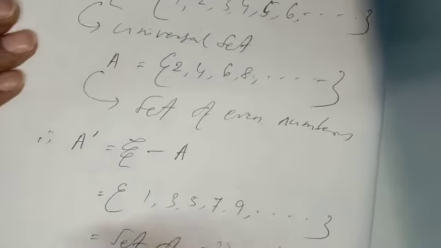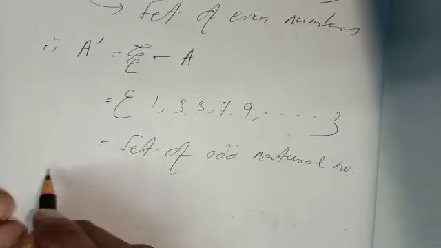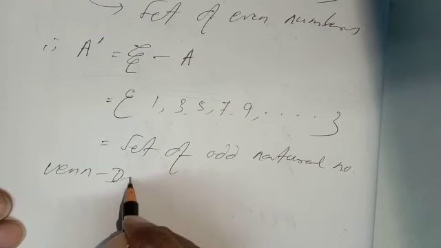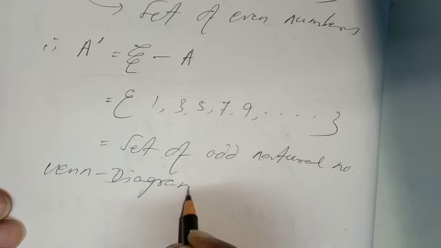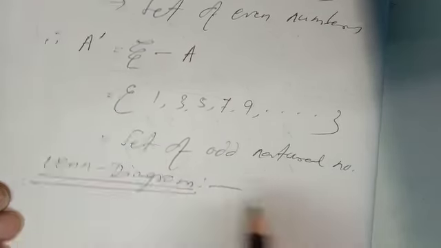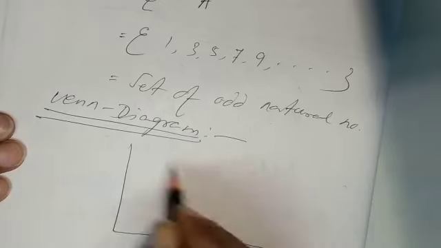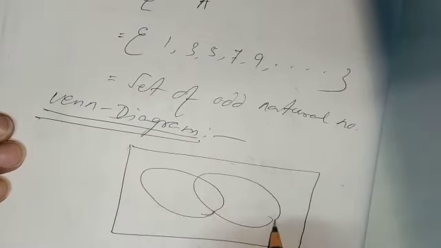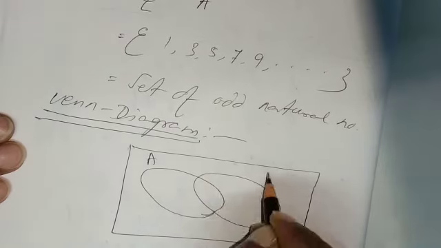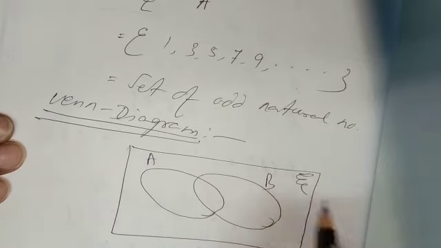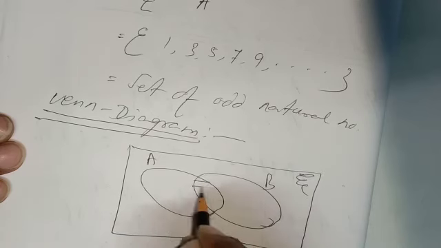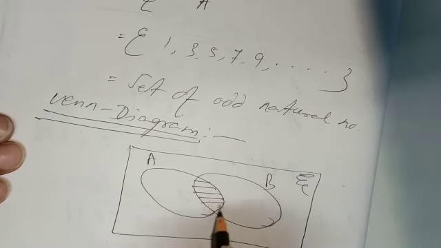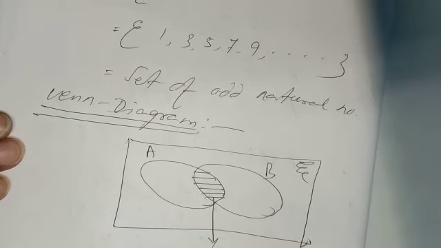Okay. This is the basic concept of complement of a set. You have to practice at home how to find union and intersection. Let's try to discuss the Venn diagram. Venn diagram means suppose A is a set and B is a set, and this one is the universal set. Now this is the common portion. This portion is called common portion. Now this is called A intersection B.